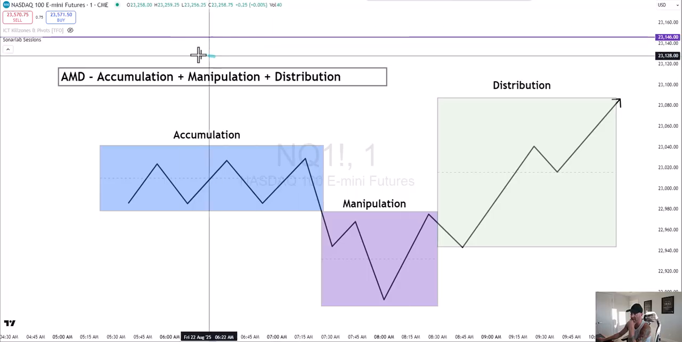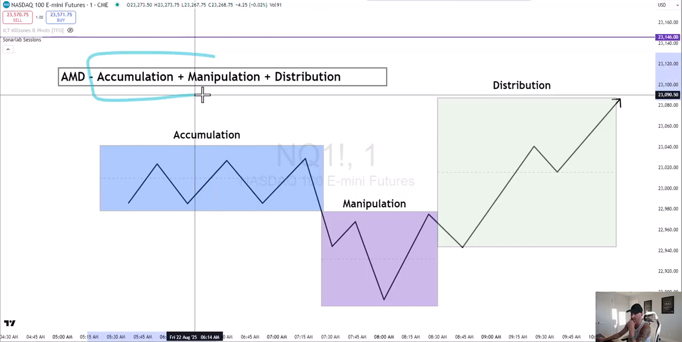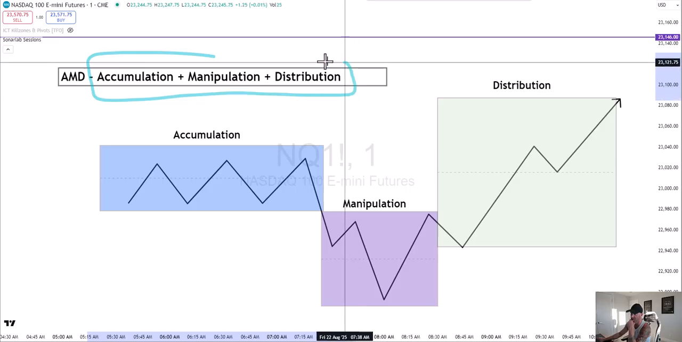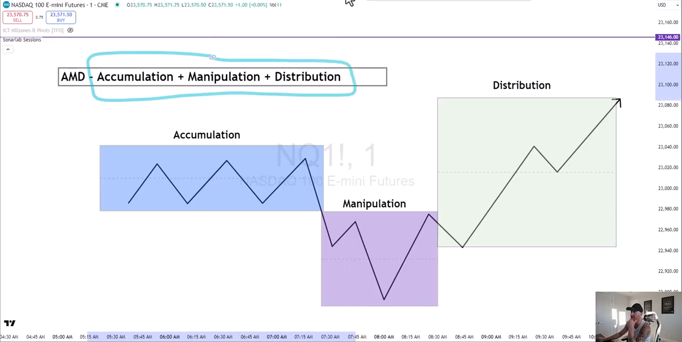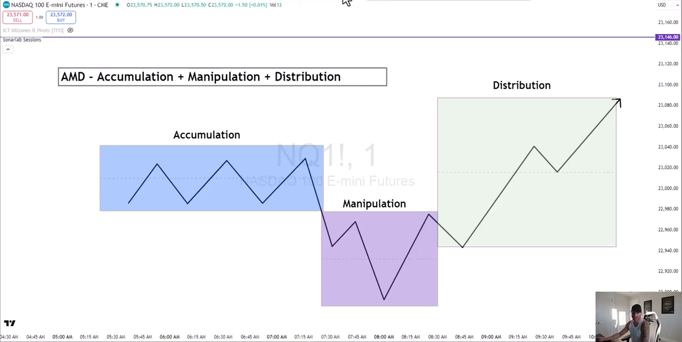AMD is just accumulation, manipulation, and distribution. So we want to see price accumulate. Then we want to see it manipulate into some type of high time frame imbalance or high time frame PDRA, or it can manipulate down and take some important liquidity, some external range liquidity.